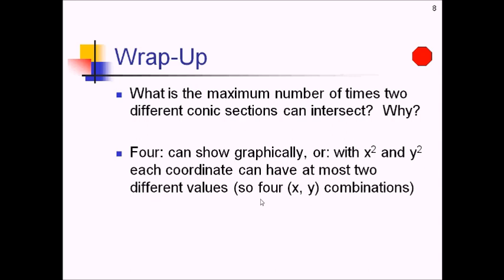If you think about a hyperbola inside a circle, kind of like a baseball sort of shape, or think about it this way. With x squared and y squared, each coordinate can have at most 2 different values. Remember solving quadratics for each of them on that last example? So there's really only 4 xy combinations that you can possibly have.